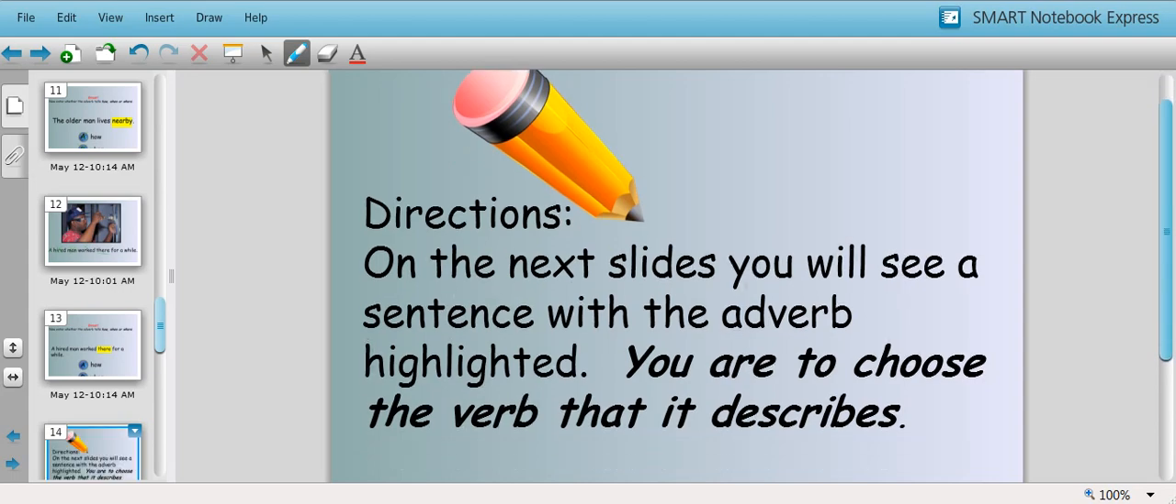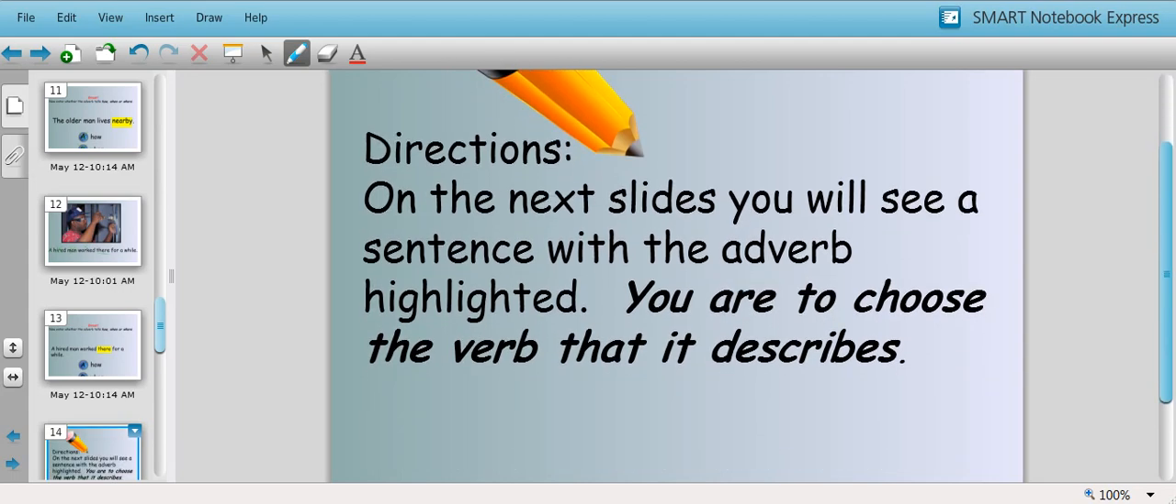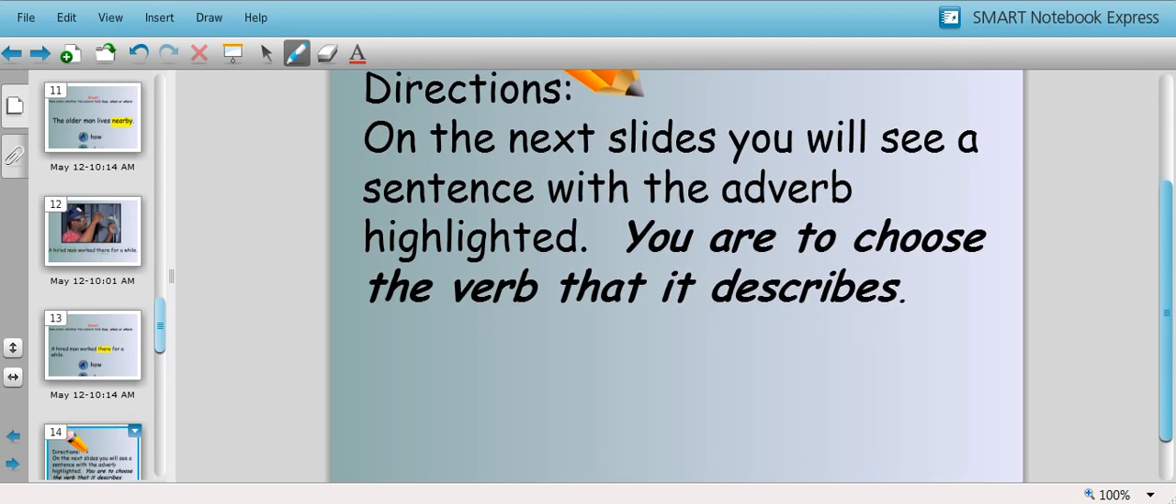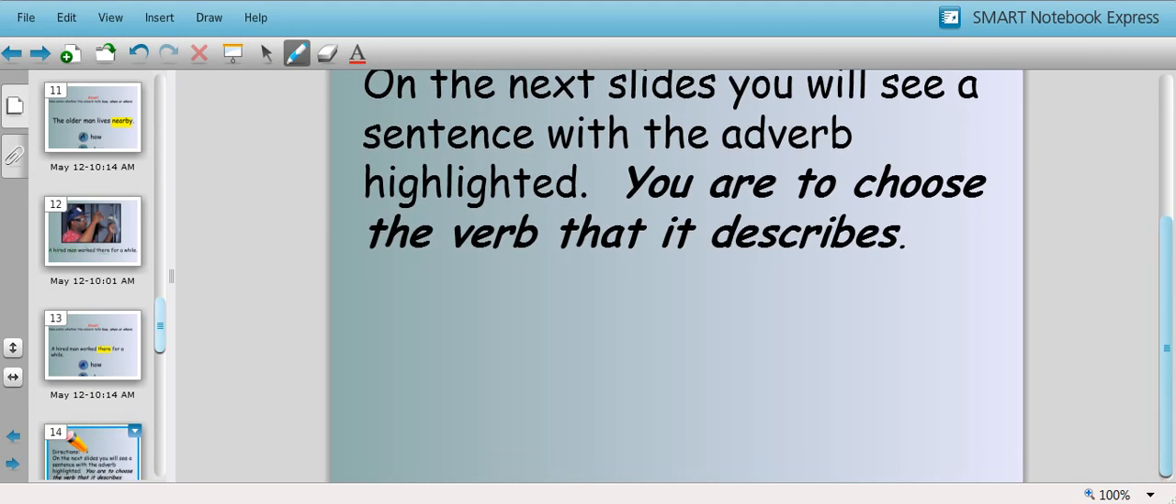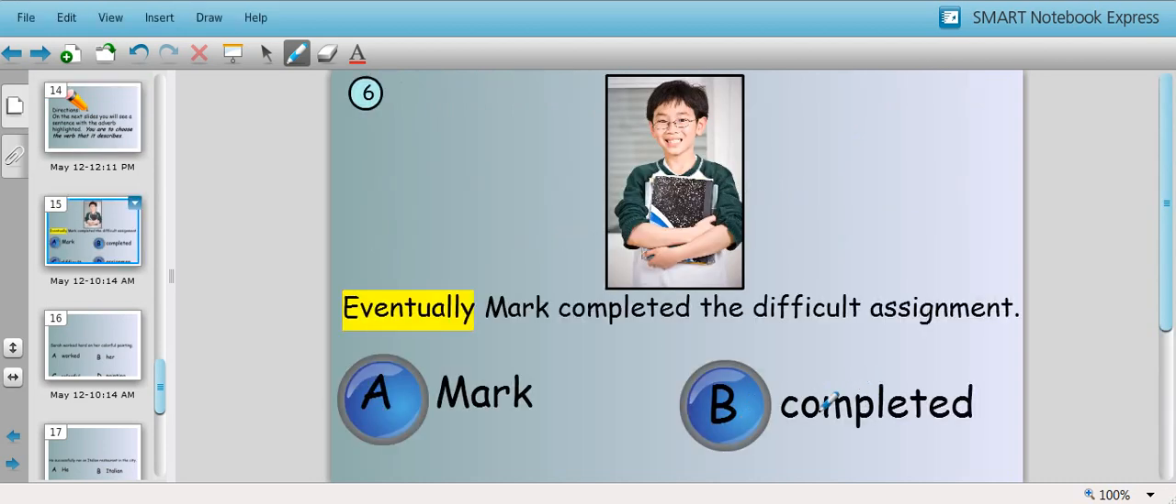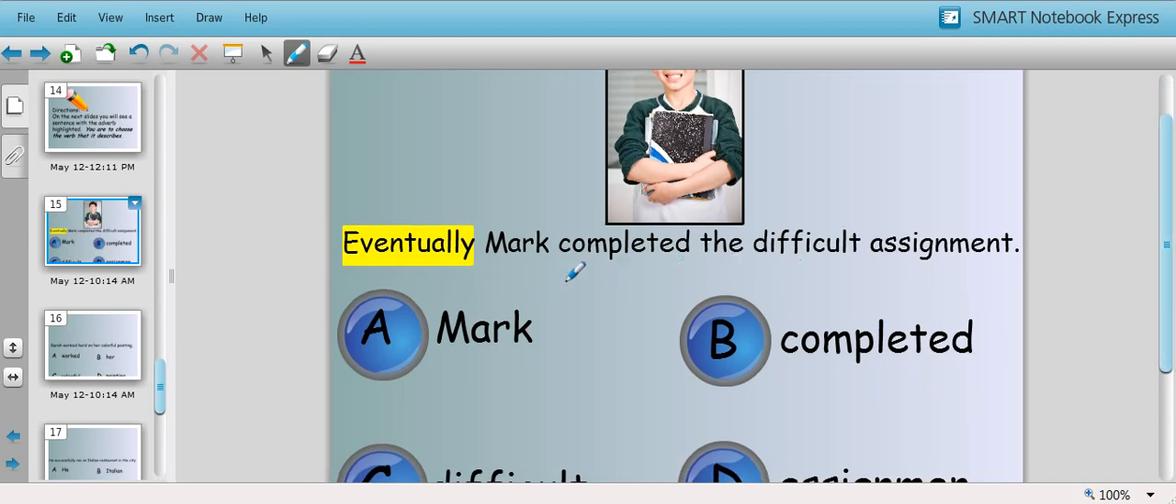Okay, so the directions for the next slide say that you will see a sentence with the adverb highlighted. We are to choose the verb that it describes. I'll do the next couple with you. So, this sentence, we have eventually Mark completed the difficult assignment. They already have eventually highlighted for us, which tells us that this is the adverb. Now we need to find the word that this adverb modifies. So here's our sentence. Mark completed the difficult assignment.